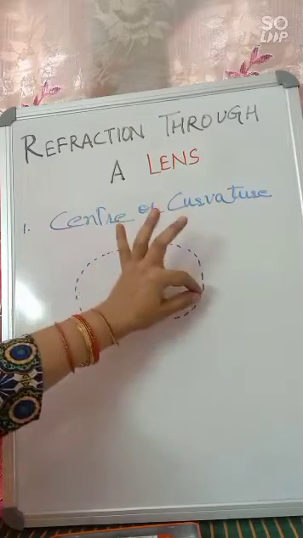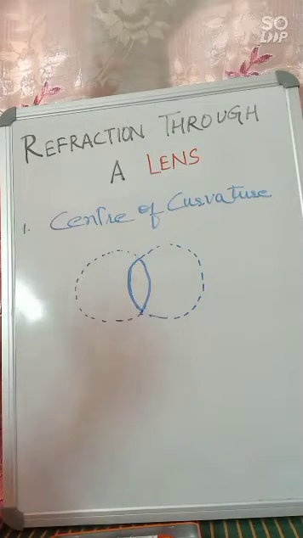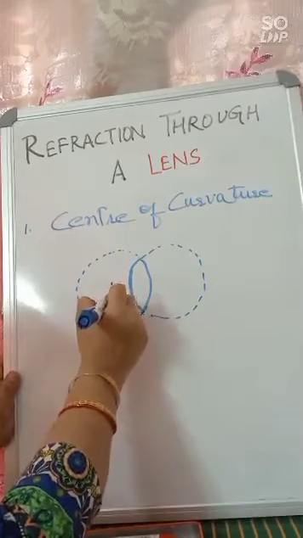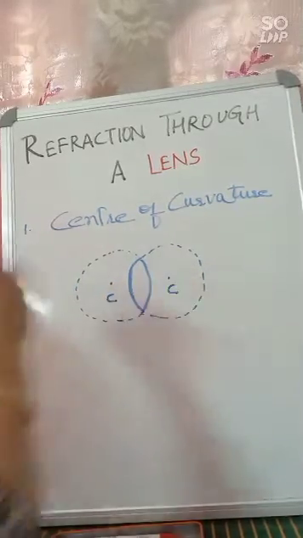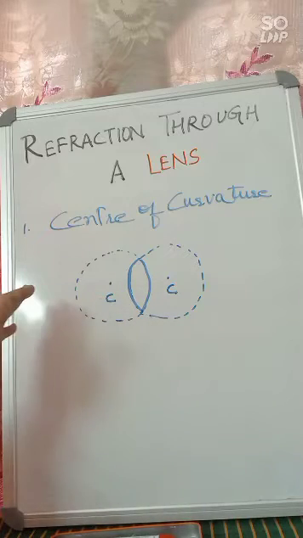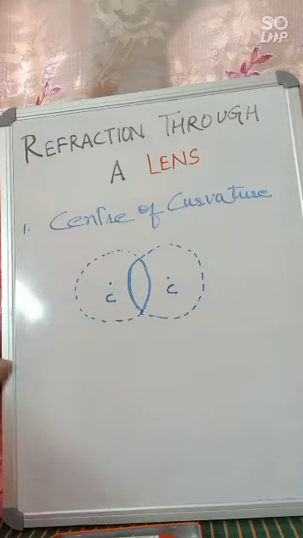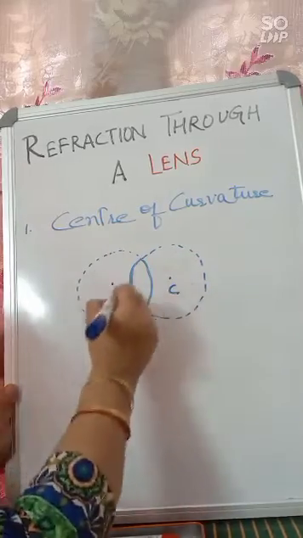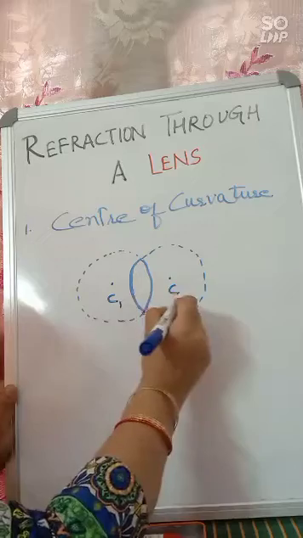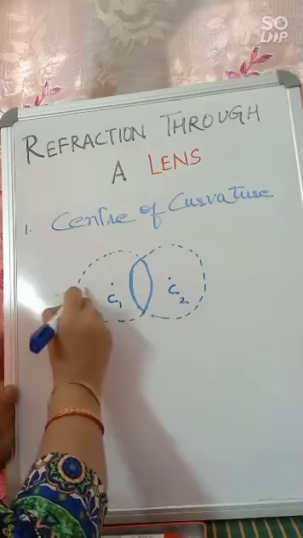This surface is also part of the sphere, right? The center of the sphere, whose part is the lens surface, is called the center of curvature. Now suppose this is the center of this circle and this is the center of the second circle. So I can say this is the first center of curvature and the second center of curvature.